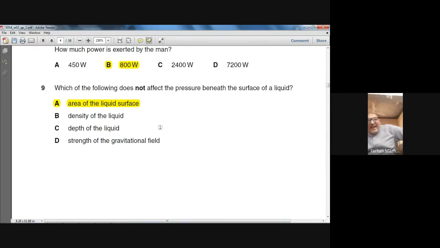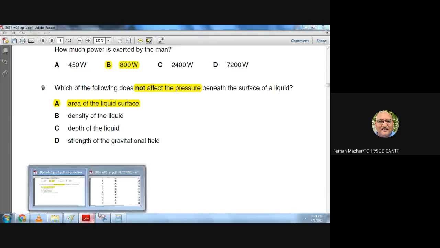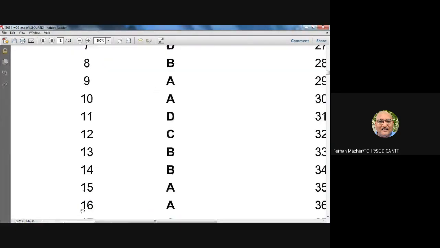Question number 9, A is the answer. The question was which will not affect the pressure. A, let's check the marking scheme. Question number 9, A is the answer.